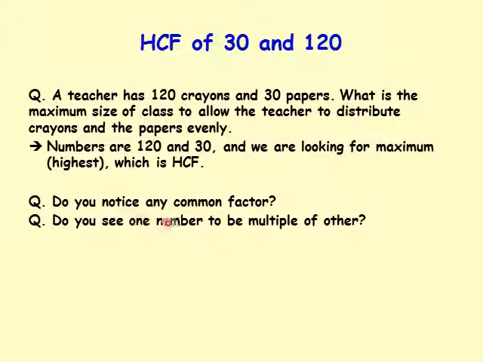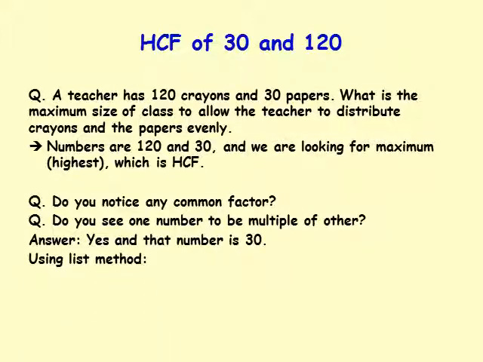Do you see any number, one number that is a multiple of the other? 120 is a multiple of 30. Yes, and that number is 30. We used something similar, the same property, when adding or subtracting fractions when one denominator was a multiple of the other. So we know that one number is a multiple of the other. We have used that before.